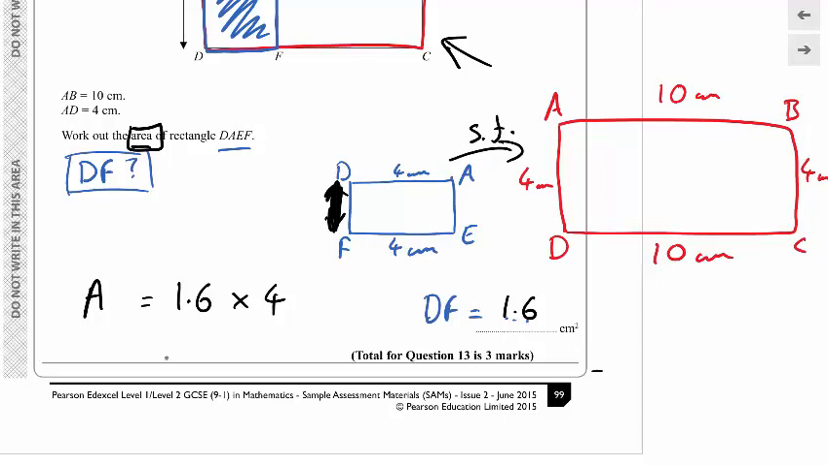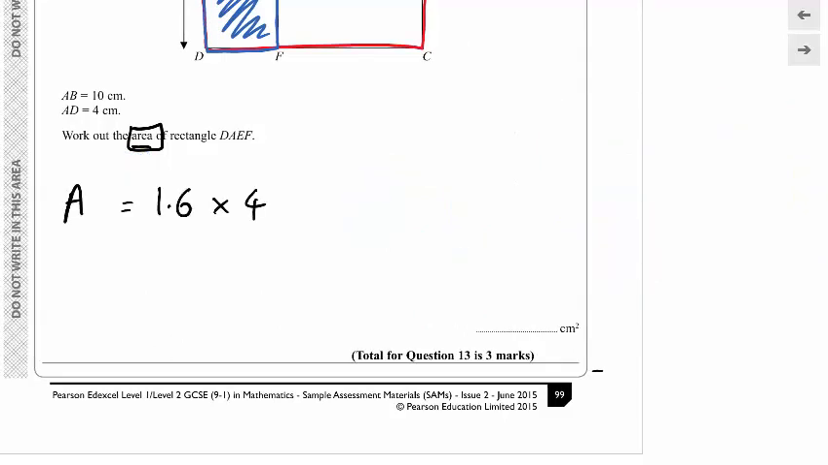So what's that? Well, when I multiply by 4, all I've got to do is double it and double it again, because 4 is really 2 times 2. So what's 1.6 times 2? Well, 16 times 2 is equal to 32. But 16 is 10 times too big, so in order to get back to 1.6, I'm going to have to divide by 10.